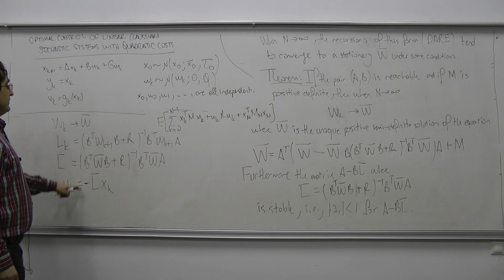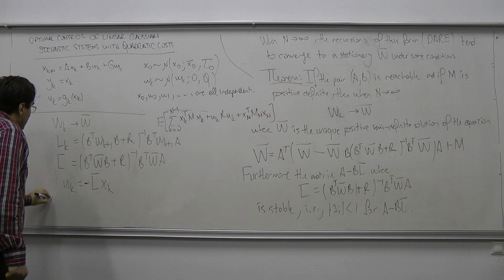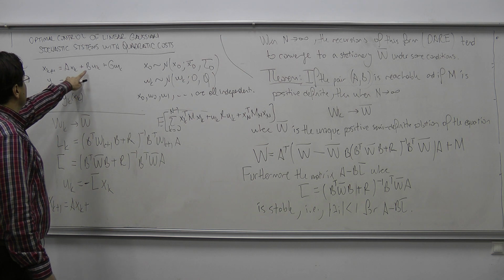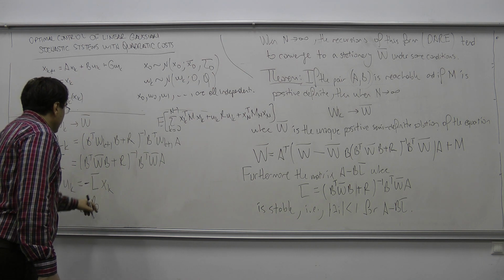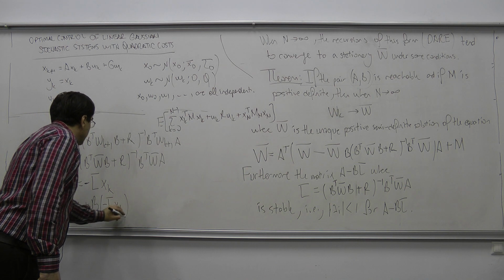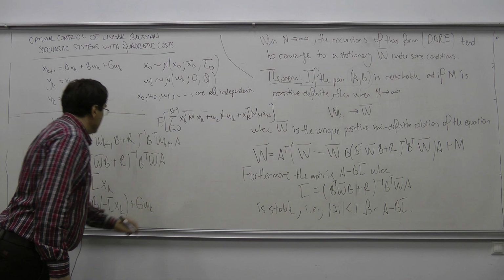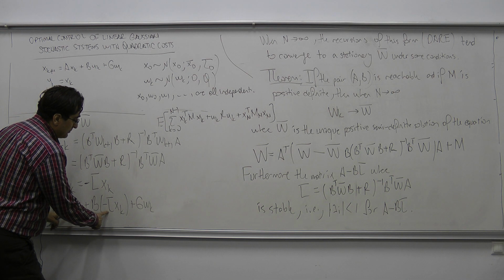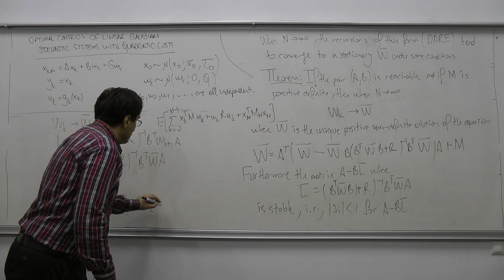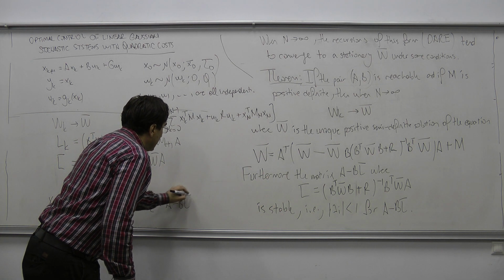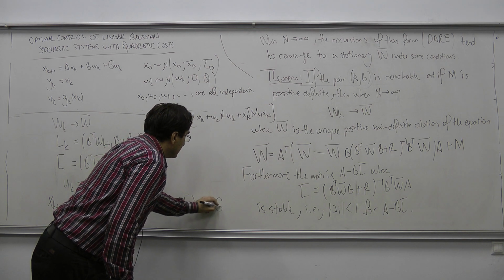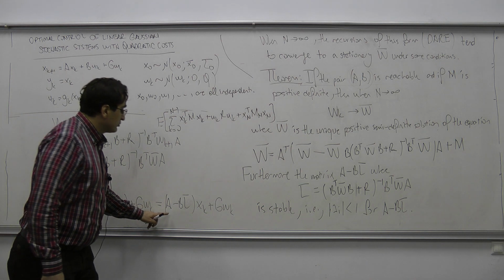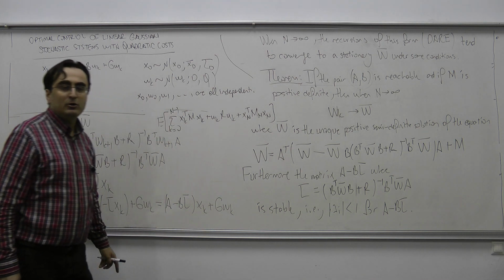When I substitute this feedback law into my system, I would get this: x_{k+1} = A x_k + B u_k, where u_k is minus L bar x_k plus G w_k. Okay? And you see that I have A times x_k and minus B L bar times x_k. Then I can combine those terms: A minus B L bar times x_k plus G w_k.